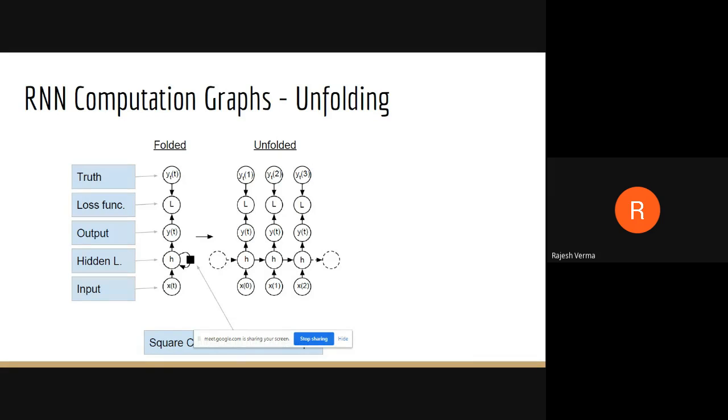If you take the folded structure, it is very easy for us to say that the folded structure looks like Y of t, L, X of t, Y of t, H, and then H is going in a loop, and X of t is basically the input. But when you unfold it, X of t becomes the input, a little unfolding has been done, and X of 0, X of 1, X of 2 basically come in, and so on and so forth. We can draw the graphs for this particular architecture.